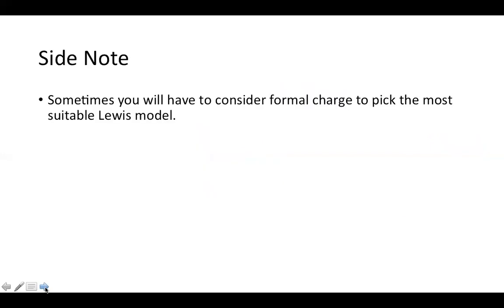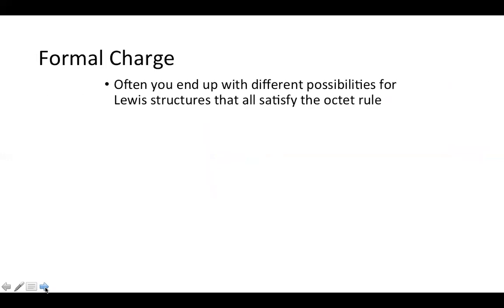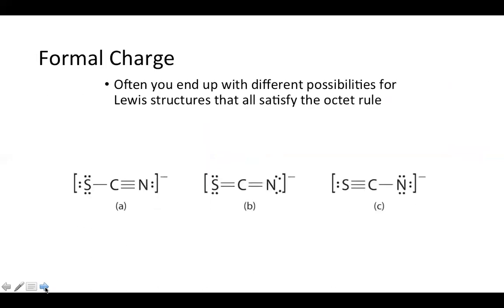All right. Now, I mentioned this earlier, this idea of formal charge, because sometimes you'll have to consider who is the most suitable Lewis model, and you'll have to do that with this idea of formal charge, okay? So the formal charge comes into play when you have multiple structures and all of them are satisfying the octet rule, and you're trying to determine, okay, which is the best structure. So instead you use this idea of formal charge.